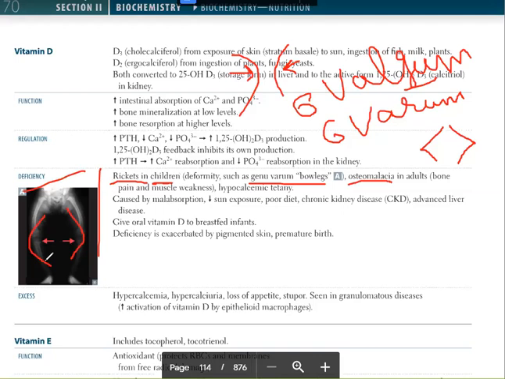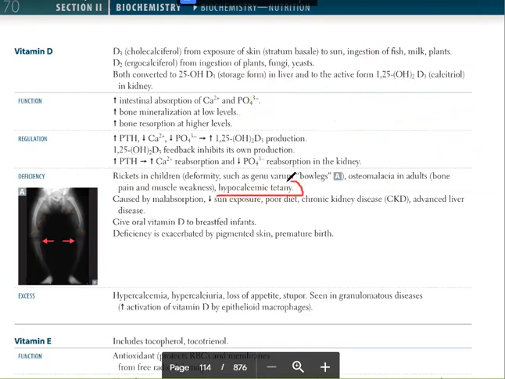When a baby is born, the doctors prescribe to take them into sunlight, so as to avoid the condition of rickets. And osteomalacia in adults: bone pain and muscle weakness. Hypocalcemic tetany, this is a very important concept. Hypocalcemic tetany.